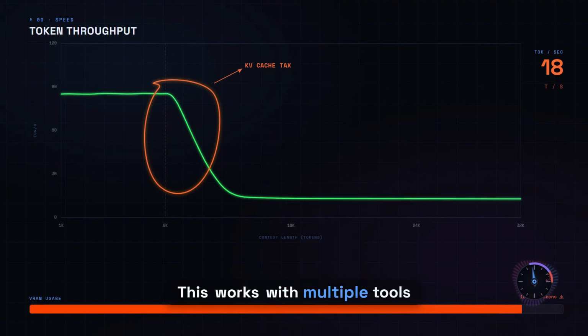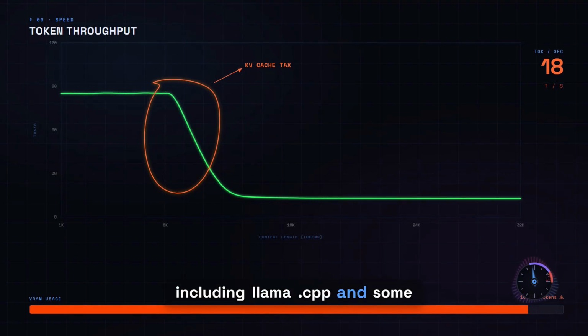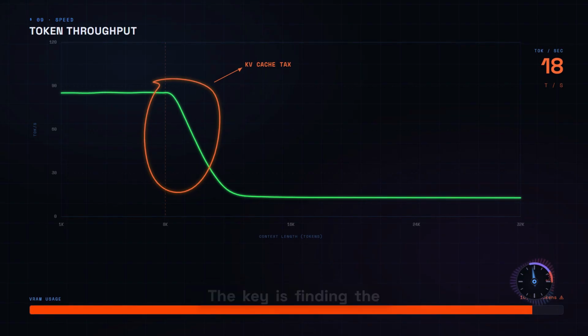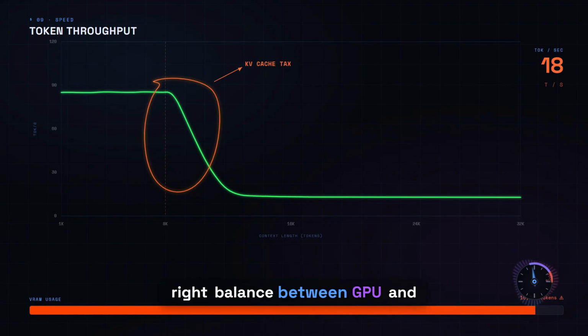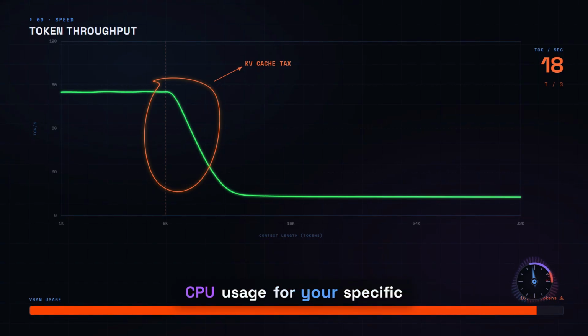This works with multiple tools including llama.cpp and some transformers backends. The key is finding the right balance between GPU and CPU usage for your specific workload. Monitor system memory usage during offloading. You'll need enough RAM to handle the spilled layers. The performance hit depends on your CPU speed and memory bandwidth.